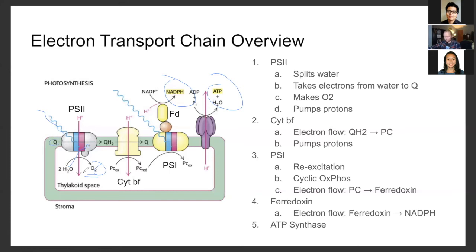And you guys have remembered Q from last time. Q is a carrier, and the reduced form is QH2. So in this case, Q picks up electrons and becomes QH2. And after that, QH2 will give its electrons to another carrier. So this diagram is showing that QH2 gives the electrons and becomes Q again. And in the process, what takes the electrons is this carrier that we shorthand as PC, or plastocyanin.